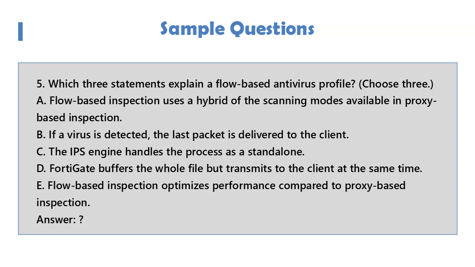5. Which 3 statements explain a flow-based antivirus profile? Choose 3. A. Flow-based inspection uses a hybrid of the scanning modes available in proxy-based inspection. B. If a virus is detected, the last packet is delivered to the client. C. The IPS engine handles the process as a standalone. D. FortiGate buffers the whole file but transmits to the client at the same time. E. Flow-based inspection optimizes performance compared to proxy-based inspection.